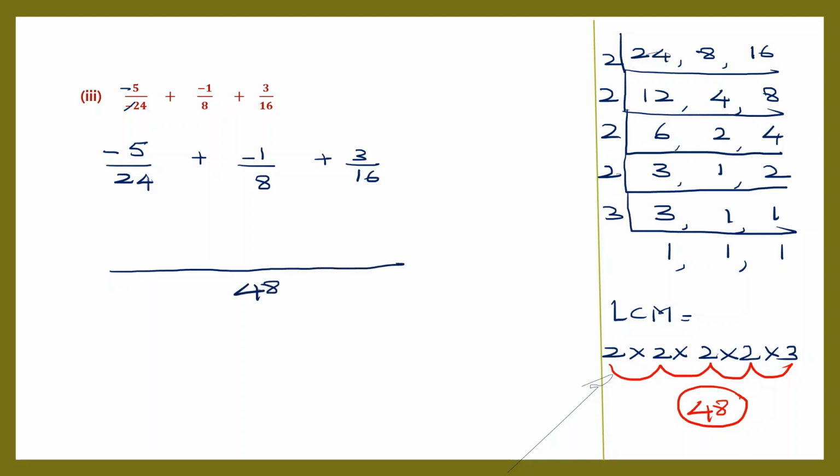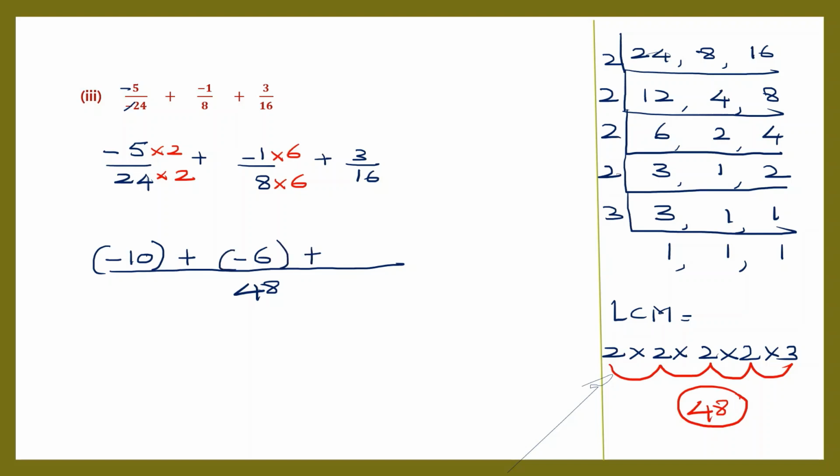So 24 is the first denominator. 24 into 2 is 48. So let's multiply minus 5 into 2. Minus 5 into 2 is minus 10, because 5 2s are 10. So let's put this in brackets. Plus, now let's go to the next denominator. 8 into what is 48? 8 6s are 48. So we multiply this by 6. So minus 1 into 6 is minus 6, because 1 6 is 6.